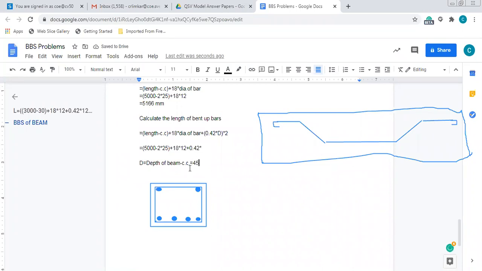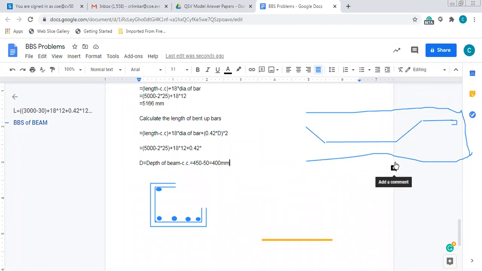Now depth of beam is 450 mm minus clear cover, it is provided as 25 mm, so 25 multiplied by 2, that is from both sides, from this side top side and from this side bottom side, so minus 50, that comes as 400 mm. That is nothing but your capital D. I don't think there is any difficulty in calculating this value of capital D. Correct?